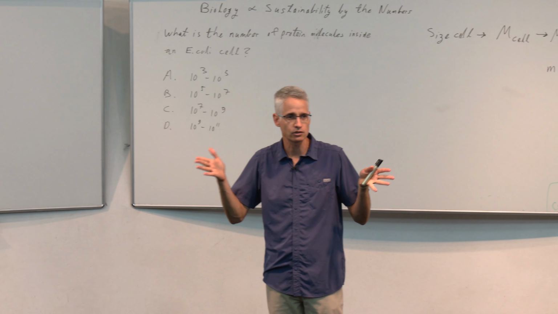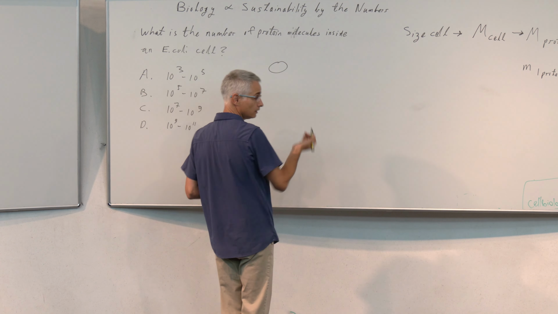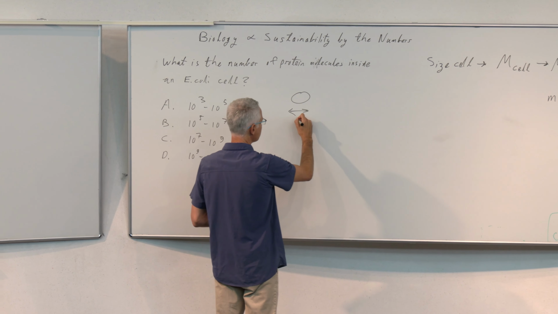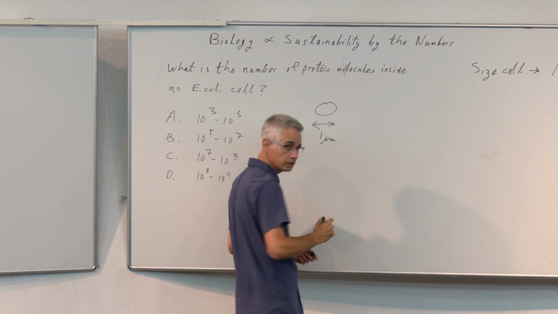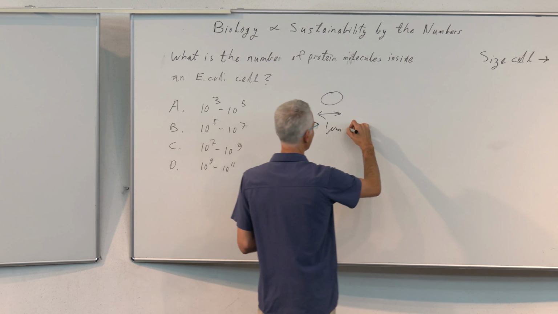What do we know about the size of a cell? We're talking about a bacterial cell, right? E. coli, these bacterial cells. 1 micron. Good. So really, a cell, the characteristic size is about 1 micrometer. This symbol is like 10 to the minus 6.